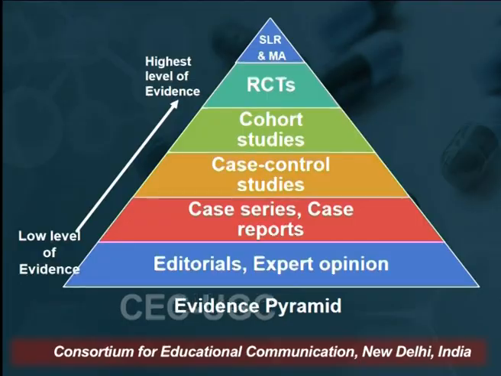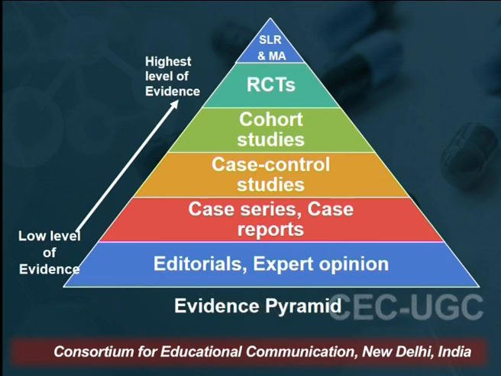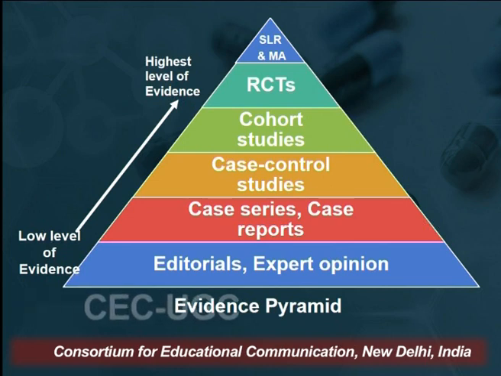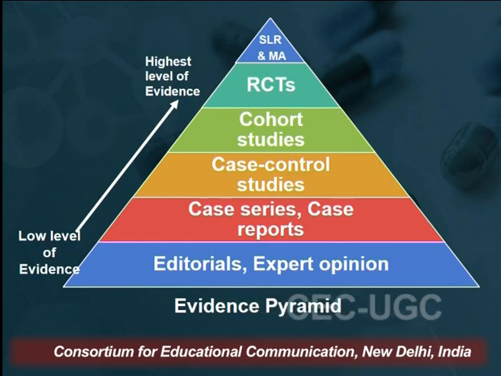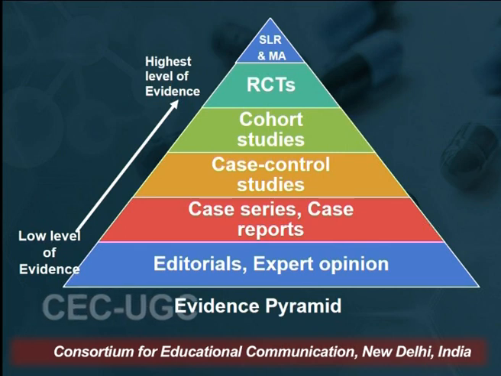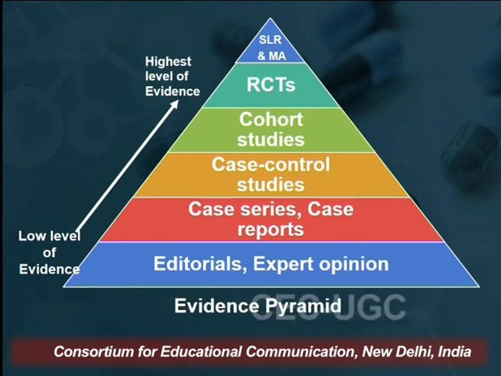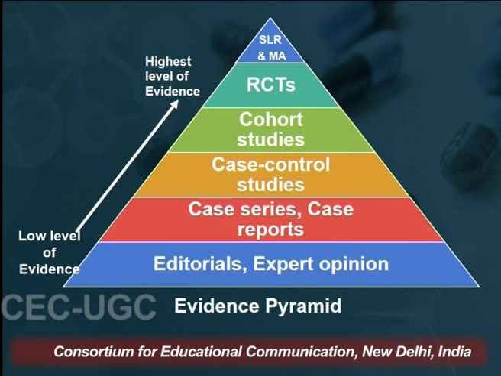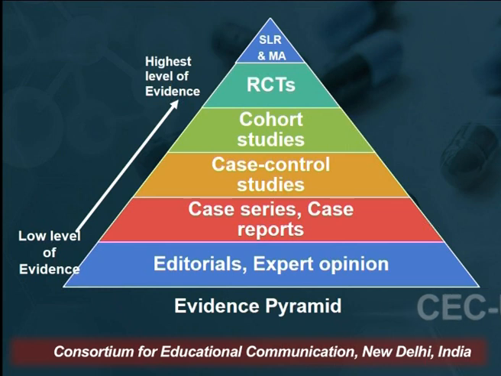So if we look at this image, which is an evidence pyramid, it shows how and at what level systematic literature reviews and meta-analyses are placed, starting from a low level of evidence to the highest level of evidence, which we consider for policy makers and decision makers in the development of any policies. For example, at the lowest level, we have editorials or expert opinions, where one can say this is my personal opinion and no other person has any right to say anything about it.